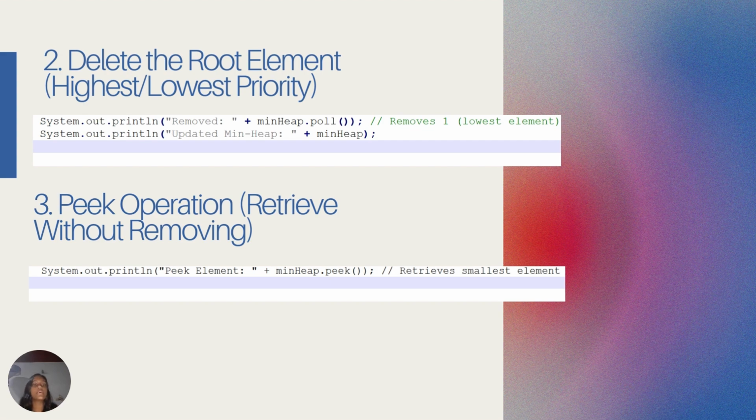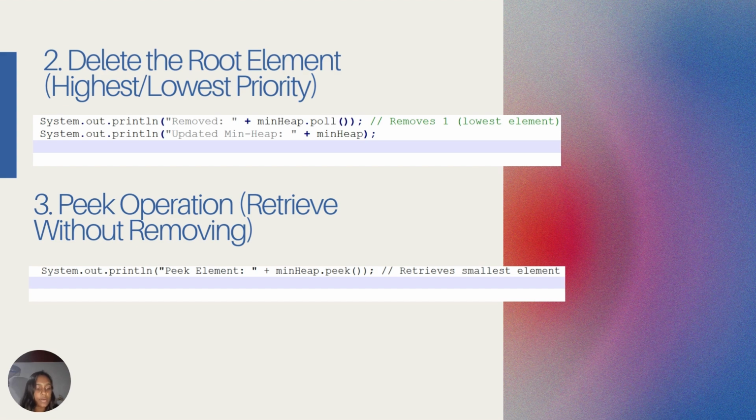Okay, now we can see how to delete the root element, the highest or lowest priority. Explanation of the poll operation in a Java priority queue min heap. The poll method in a Java priority queue removes and returns the smallest element, the root of the min heap. After removing the root, the heap structure is rebalanced to maintain the heap property.